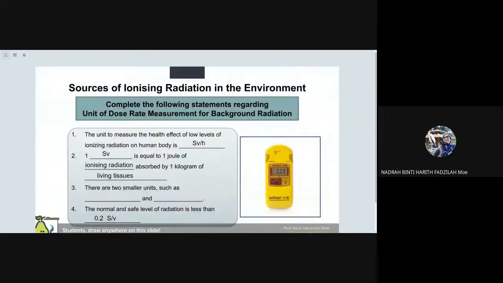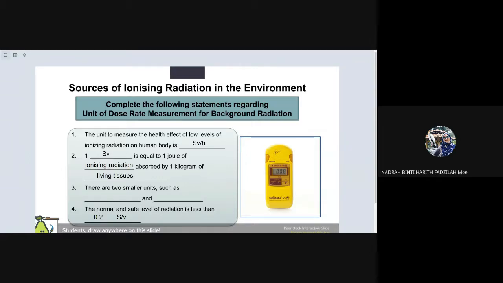Okay, let's take a look at one sample answer here. The unit to measure the health effect of low levels of ionizing radiation on the human body, unit dia ialah sievert, S-I-E-V-E-R-T. I agree with you. I also agree with you when you write the symbol as V. So, unit dia ialah sievert.